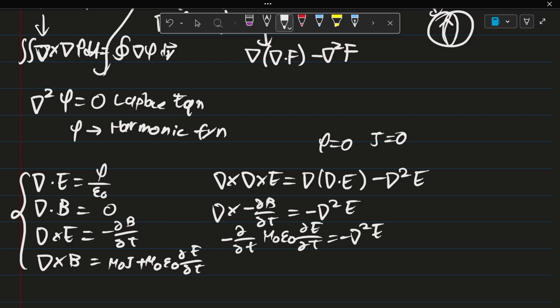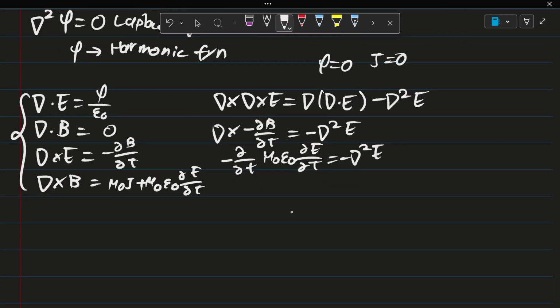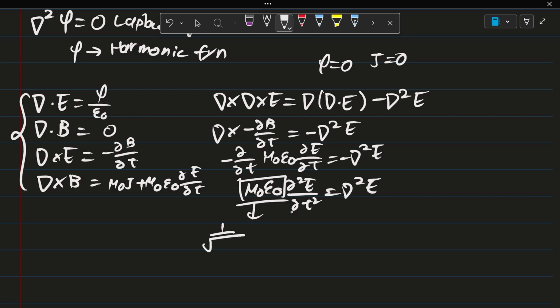And this will later simplify much further into a wave equation, forming something like this. So this wave equation tells you that the speed of light is 1 over the square root of mu 0 epsilon 0. This is one thing that you discover when you talk about electromagnetism, thanks to vector calculus.